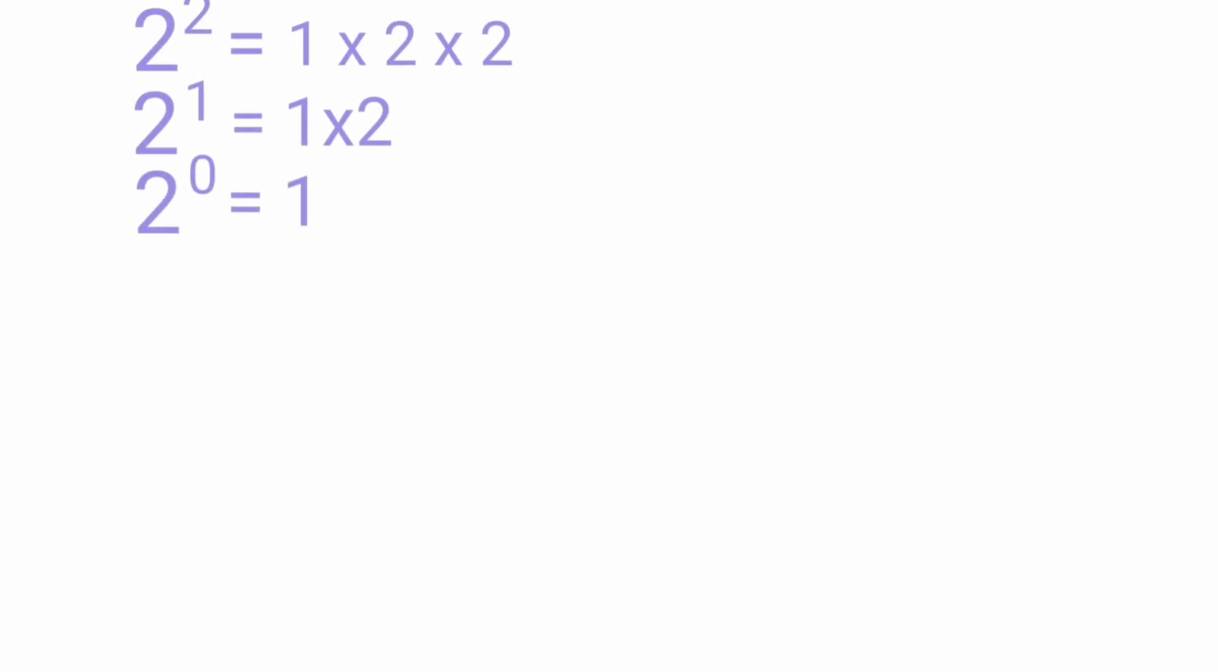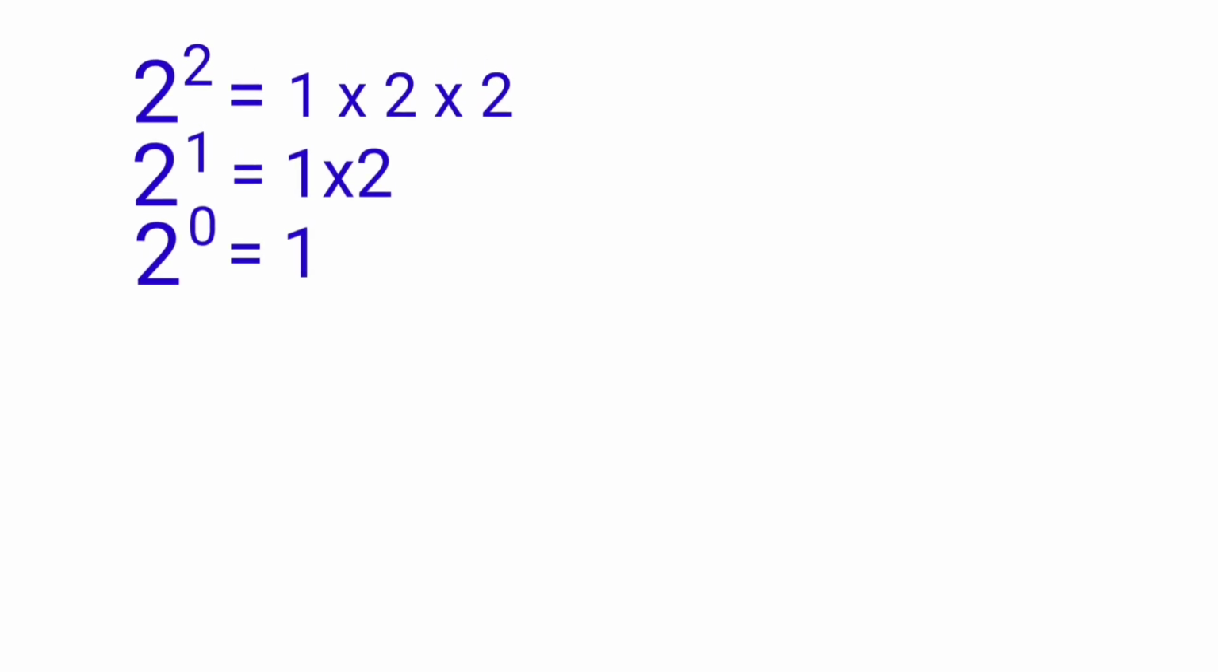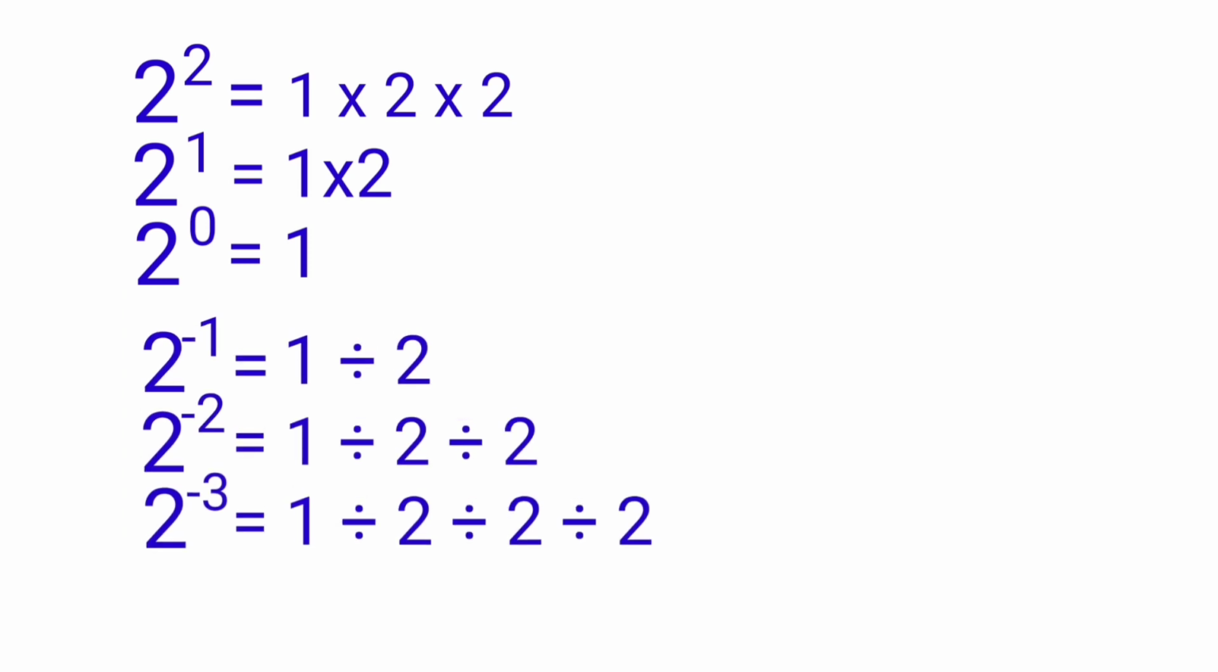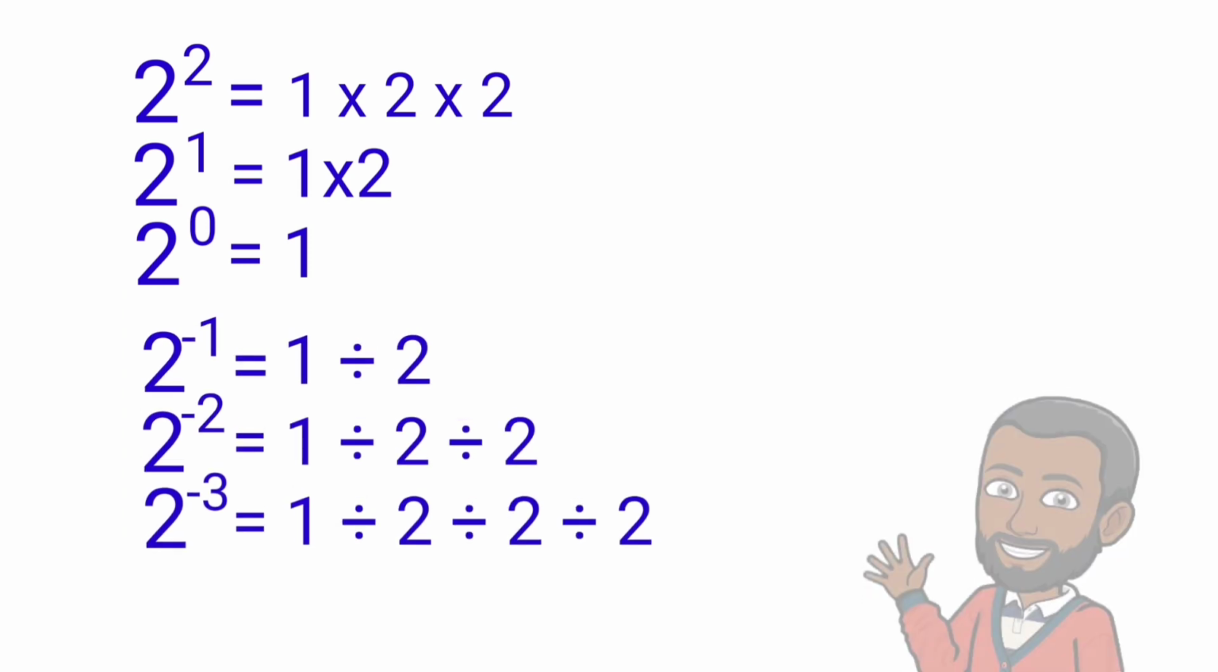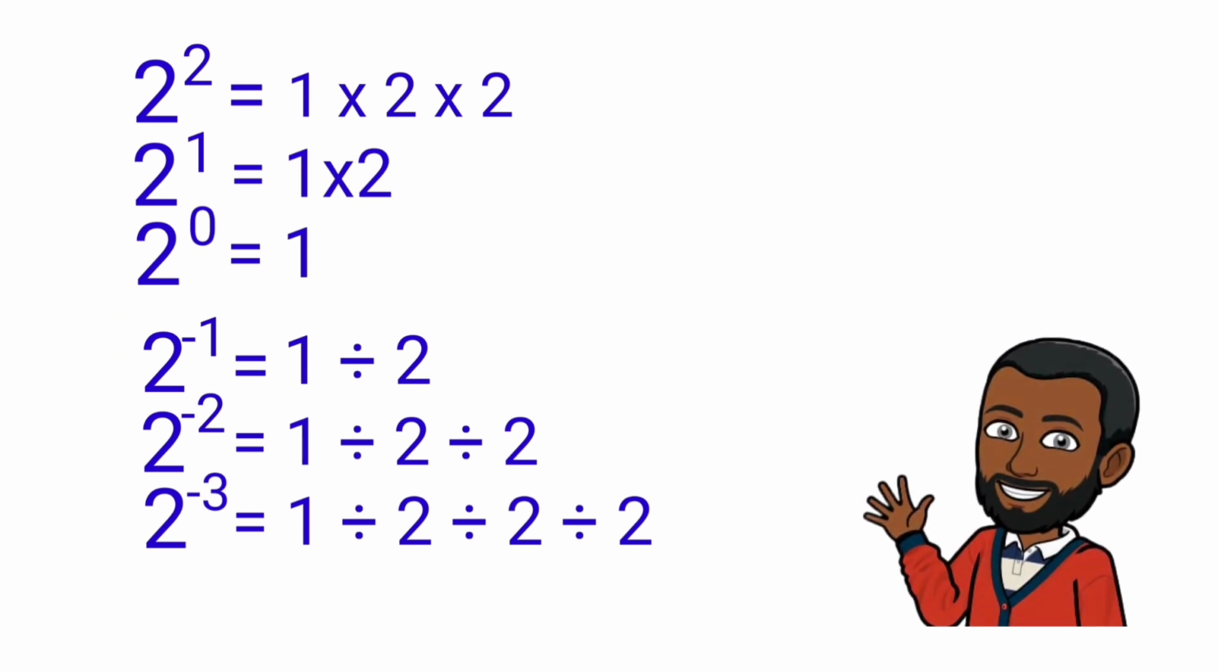Now we're going to show how this looks in sequence. As we go down, it's as if we're actually dividing by 2 as we decrease the power. So 2 to the 2 is 1 times 2 times 2. Then we divide by 2, we end up with 2 to the 1, which is 1 times 2. Divided by another 2, we end up with 2 to the 0, which is 1. Divided by another 2, we end up with 1 divided by 2, which is 2 to the negative 1, and so on and so forth.